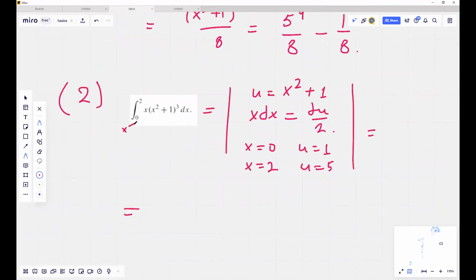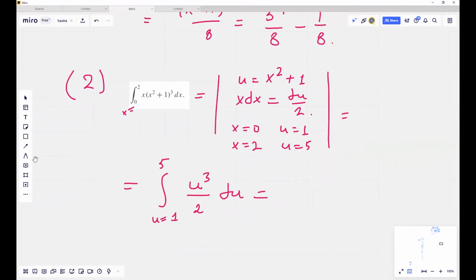So right now boundaries are in terms of x. Now our boundaries will be transformed into boundaries in terms of u. So when x is equal to 0, u is equal to 1. When x is equal to 2, u is equal to 5. And our integrand is then equal to u cubed over 2 du.